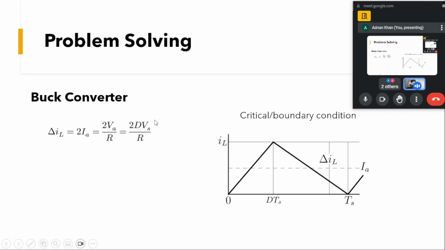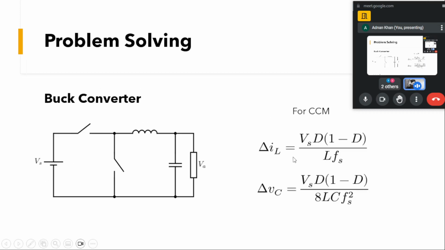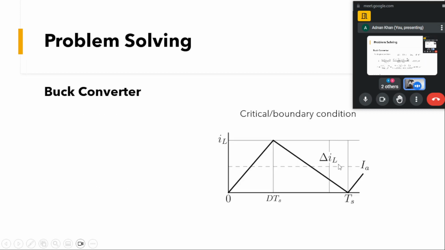Also we know that V out is equal to D into V in. So if we substitute this value, we will be able to get our delta I. Now this was our first equation. Now we have another equation, like in the previous question, where we know that delta I is equal to V by L di by dt. For this current equation, we come up with this, and to calculate L we will have this equation, which we talked about earlier.